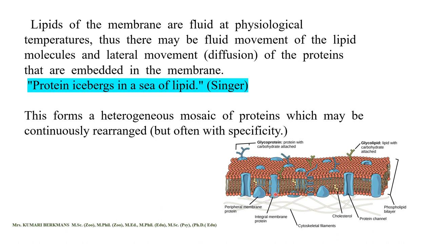This is Singer, he describes the proteins as icebergs in a sea of lipid. These are the phospholipids, and the proteins are embedded here and there, so it looks like an iceberg. So it is called protein icebergs in a sea of lipid. This forms a heterogeneous mosaic of proteins which may be continuously rearranged but often with specificity. So this is called a mosaic. It gives an appearance of a mosaic. So Singer quoted this: protein icebergs in a sea of lipid.